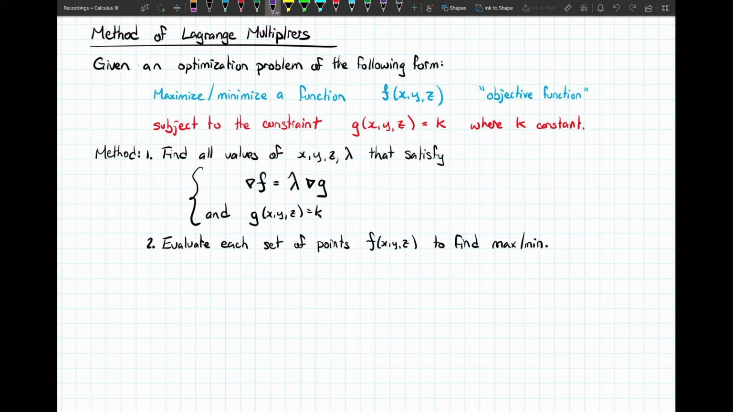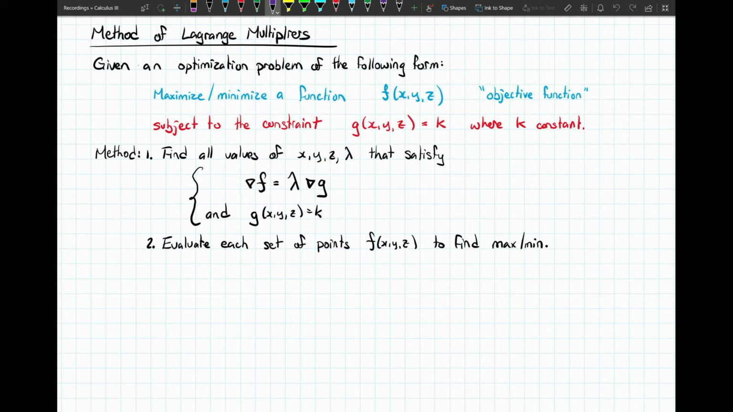Then our method says, step 1, find all values of x, y, z, and lambda that satisfy the system of equations gradient f equals lambda gradient g. That just tells you that the two gradient vectors are parallel. And another equation, g of x, y, z equals k. That's literally just a constraint. Now, once we find points that satisfy that, we can evaluate f at each of those points to find a maximum or minimum.